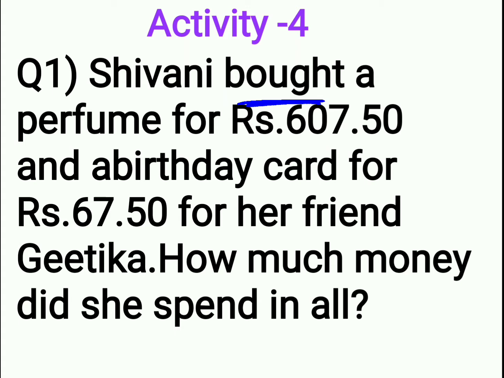That is rupees 607.50. And a birthday card, she bought a birthday card also, that is rupees 67.50. Clear? For her friend Kritika, you have to tell how much money did she spend in all. Means the word all is there, so you have to add both the amounts. Clear? So let's start, how we do.